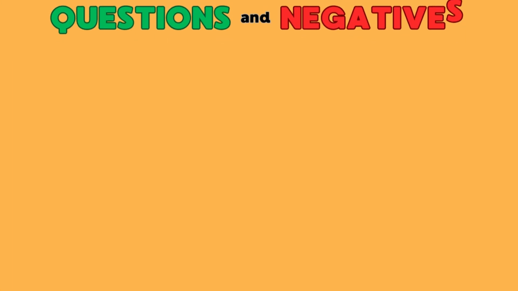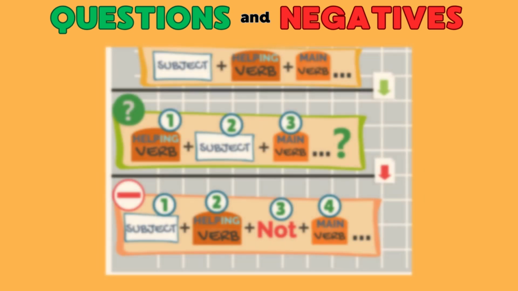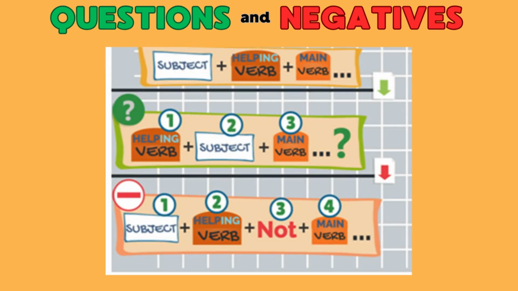As a rule, helping verbs help to ask questions or make negatives. So, in the present perfect tense, for the question, we just move the helping verb, to have, before the subject. For the negative, we just add not after the helping verb, to have.